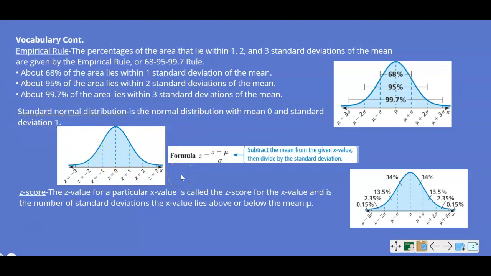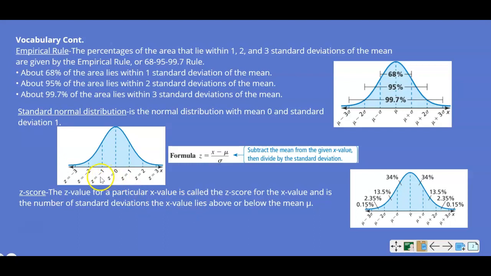All right, so this is the formula for your z-score. Your z-score takes the x value, minus the mean, divided by the standard deviation. And that will give you your z-score. It'll tell you where it falls in this distribution set. If it's close to the mean, it's going to be 0 because the mean falls right in the center. The z-score for a particular x value is the number of standard deviations the x value lies above or below the mean.